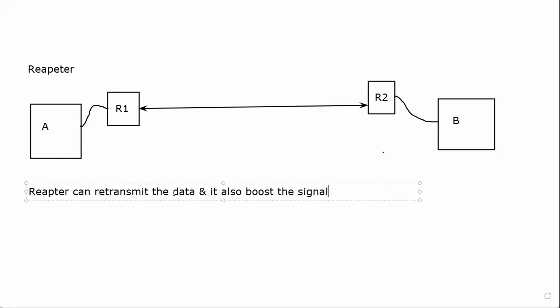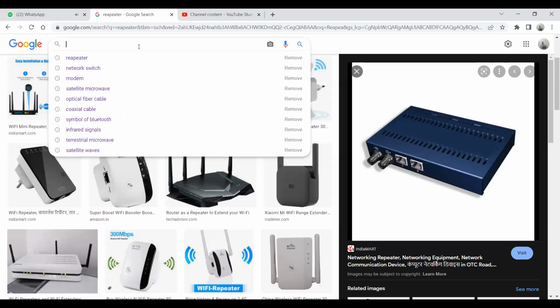Now the next is bridge. The bridge is a networking device which is used to connect two similar networks like LAN. The bridge connects the two subnets and manages the traffic flow between them. A bridge is a device which basically helps to connect networks. I will show you its figure. How does a bridge look?